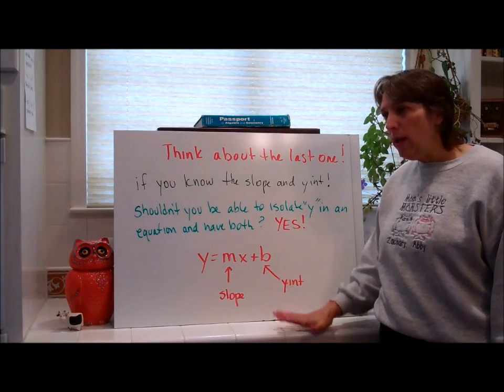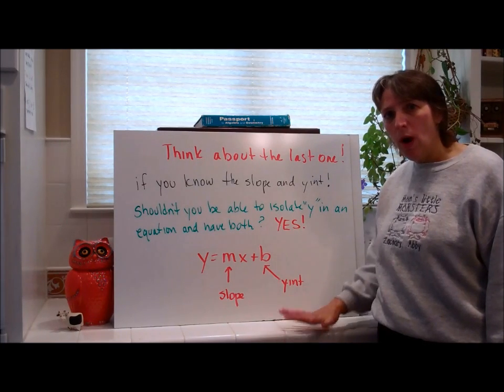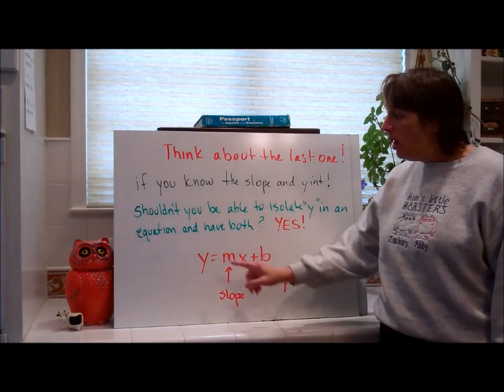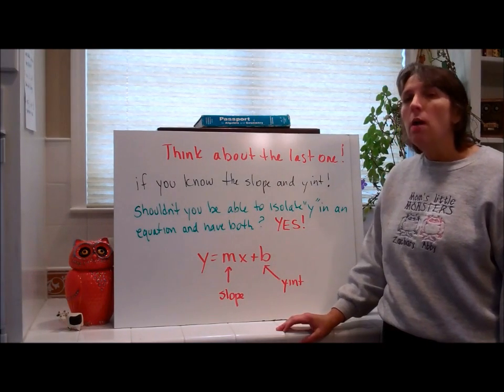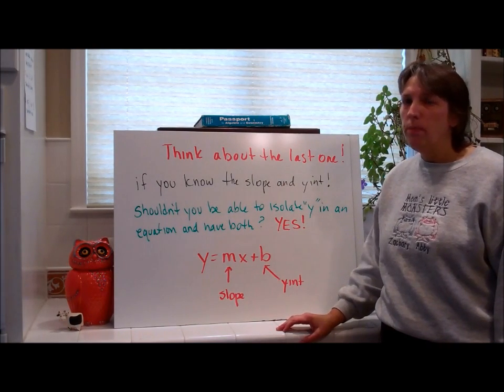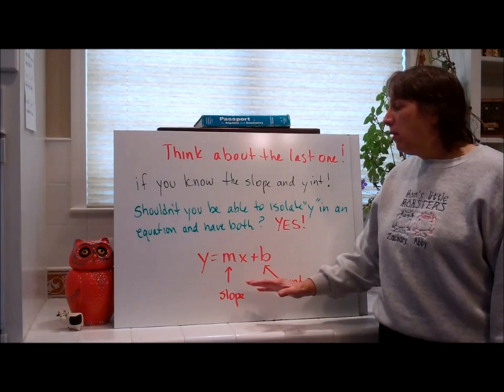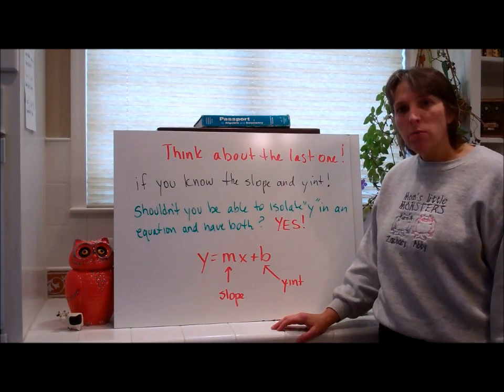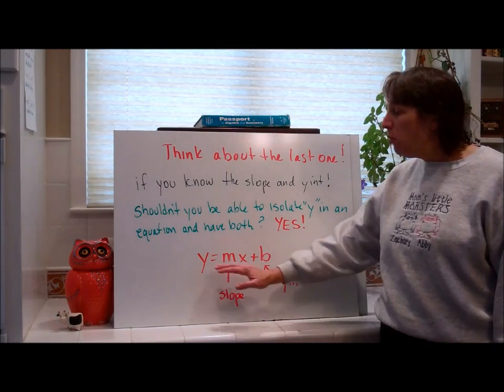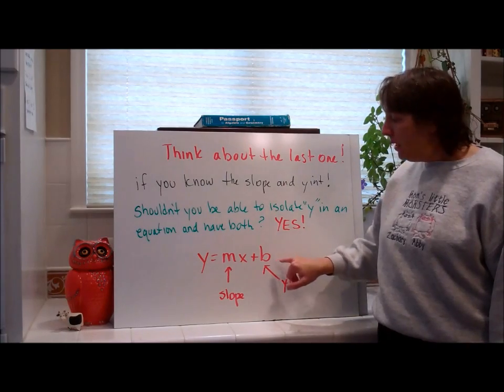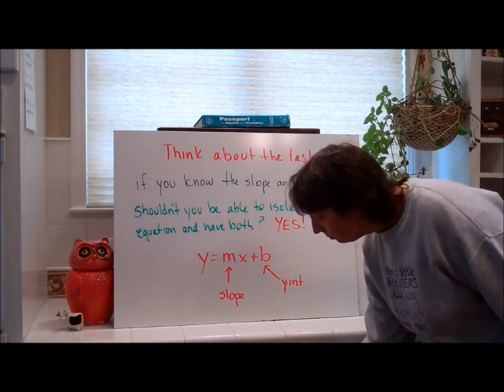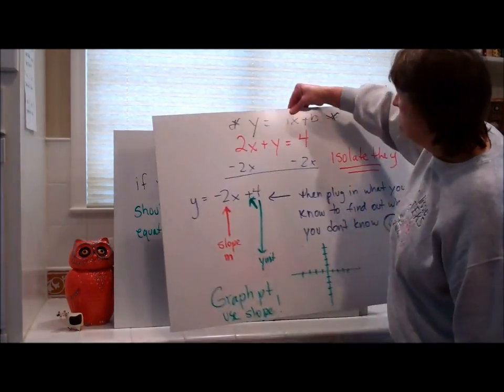Slope-intercept form, y equals mx plus b, where the coefficient of y must be a positive 1. Let me say that again. The coefficient of y must be a positive 1. Remember, y is a variable. B is the y-intercept.